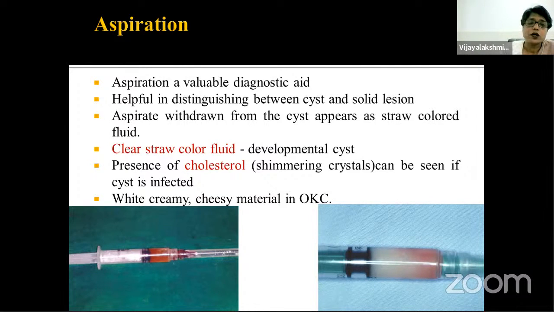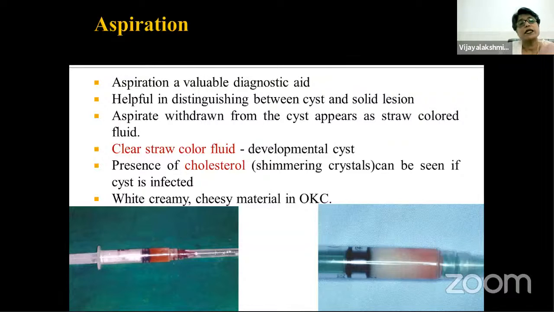When we withdraw the fluid and visualize it in daylight and see some shimmering crystals, indicative of the presence of cholesterol, that definitely indicates that the cyst is infected. Whereas in odontogenic keratocyst, we generally find white cheesy material.